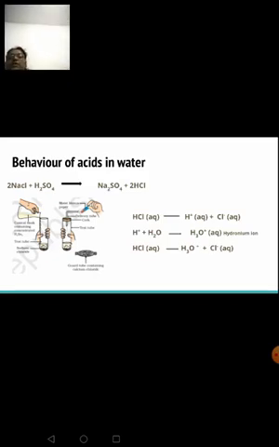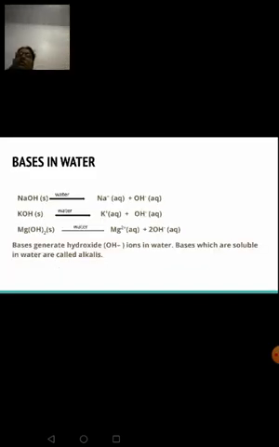Clear to you? Now, let's study the behavior of bases in water. Bases, when they are dissolved in water, will not form any new product. In acids, when they are dissolved in water, they change into hydronium ion. I said hydrogen ions in acids cannot exist alone, so they combine with water to give you hydronium ion. But bases just dissociate into the respective ions present in the particular compound.